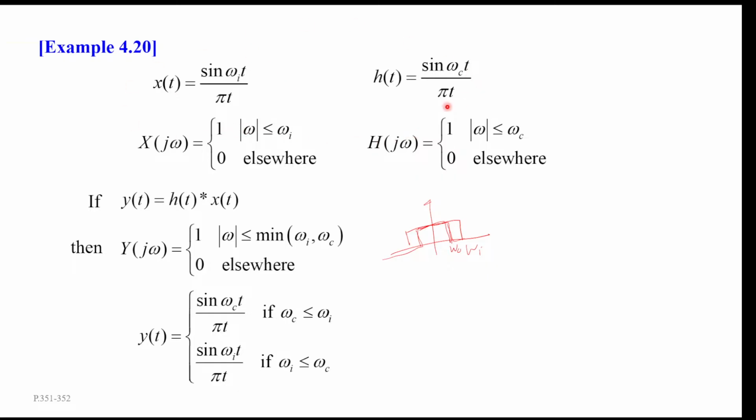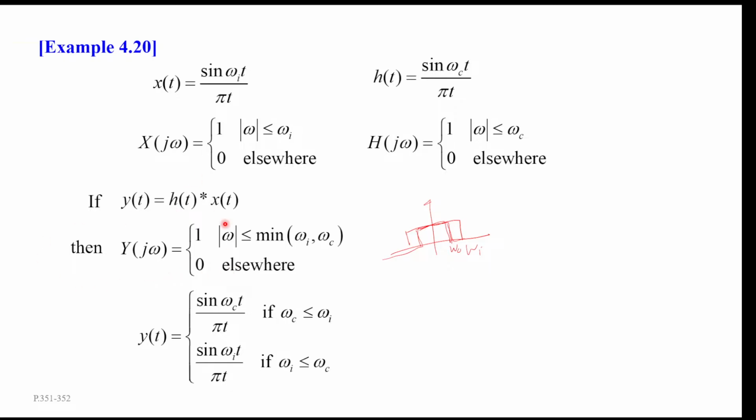So now here is an example where the convolution property really saves our calculation. We have x of t as a sinc function, and h of t as another sinc function, and they have different frequencies. We have omega I here and omega c here. Then we go to the frequency domain, and we see this is a block signal, and this is another block signal, with the first block inside omega I, and the second block inside omega c. And now we want to see the output y of t equals h of t convolved with x of t.